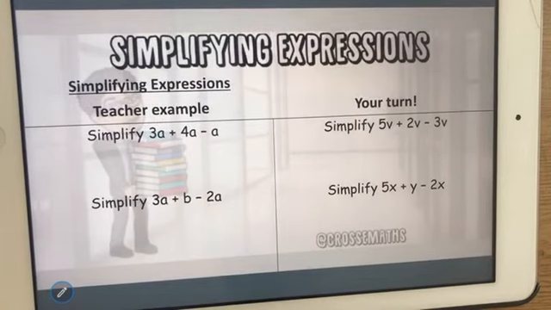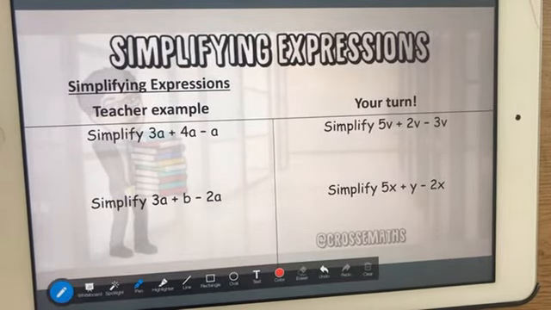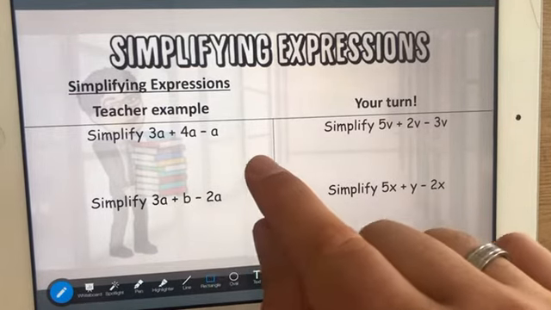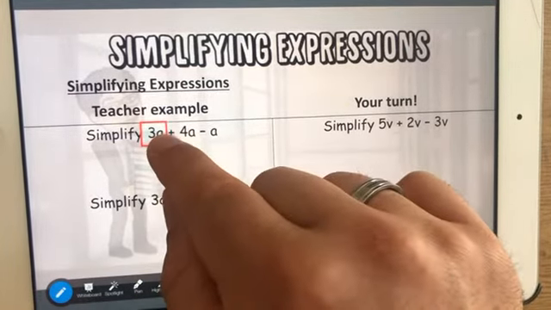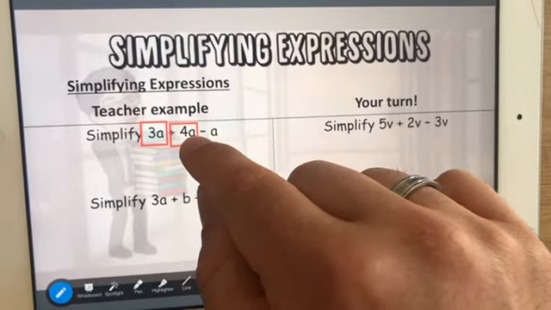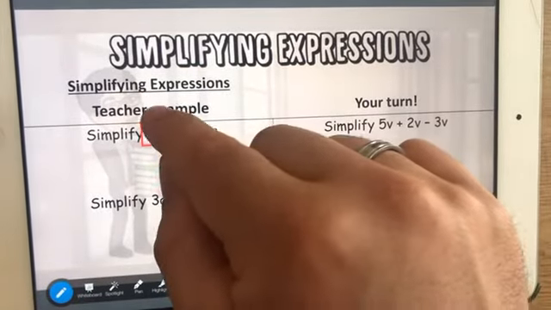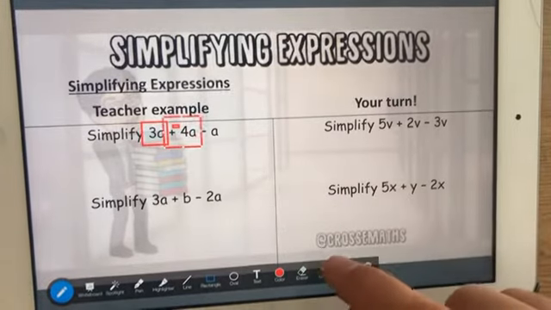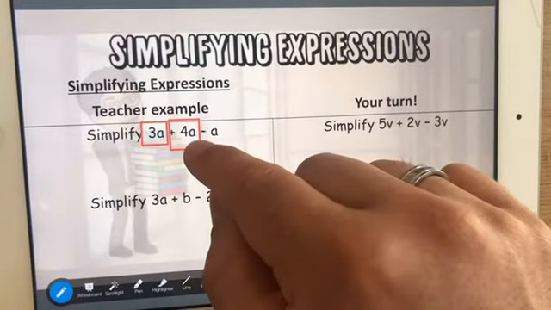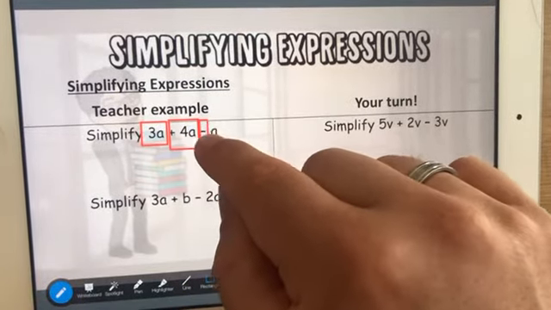Right then, so this is us today. We're going to start easy and it'll get difficult quite quickly. Okay, first one. I've got 3A, 4A and an A. Okay, so I've got 3A, 4A, and minus A on the end.